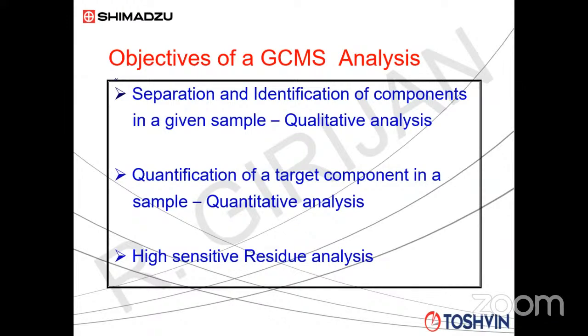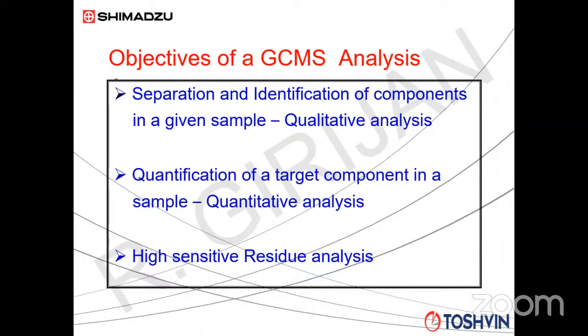What is objective number 2? Quantification. Now you have already separated the compounds, you have already identified the compounds, and now you are going to quantify how much of each compound is present. So that becomes a quantitative analysis.